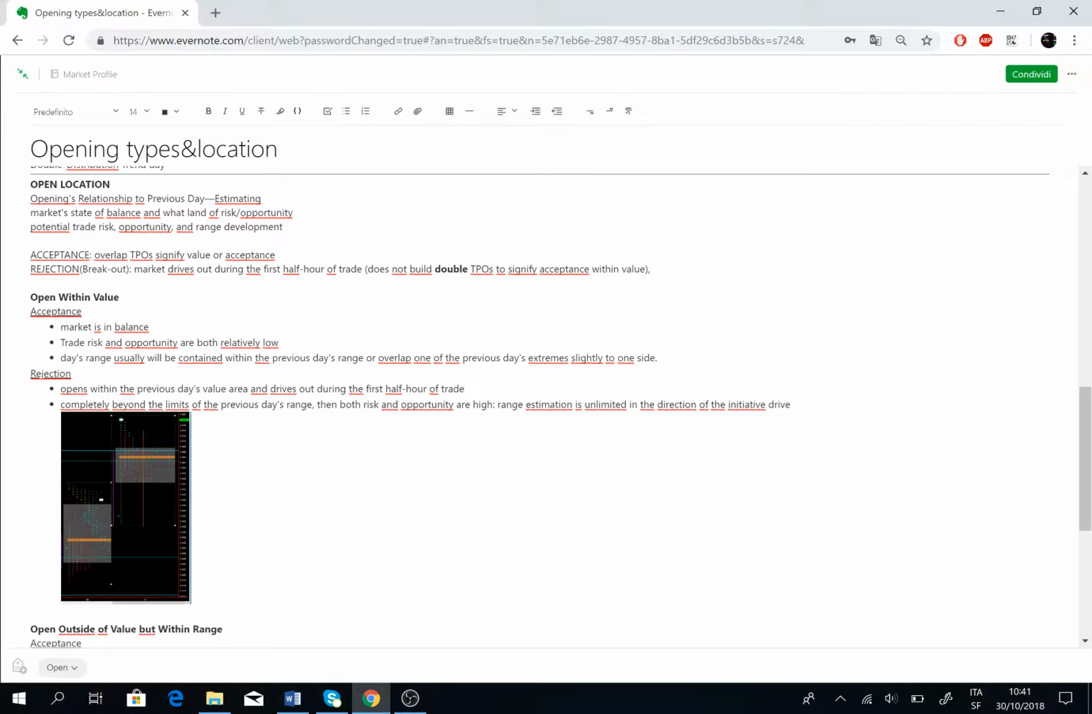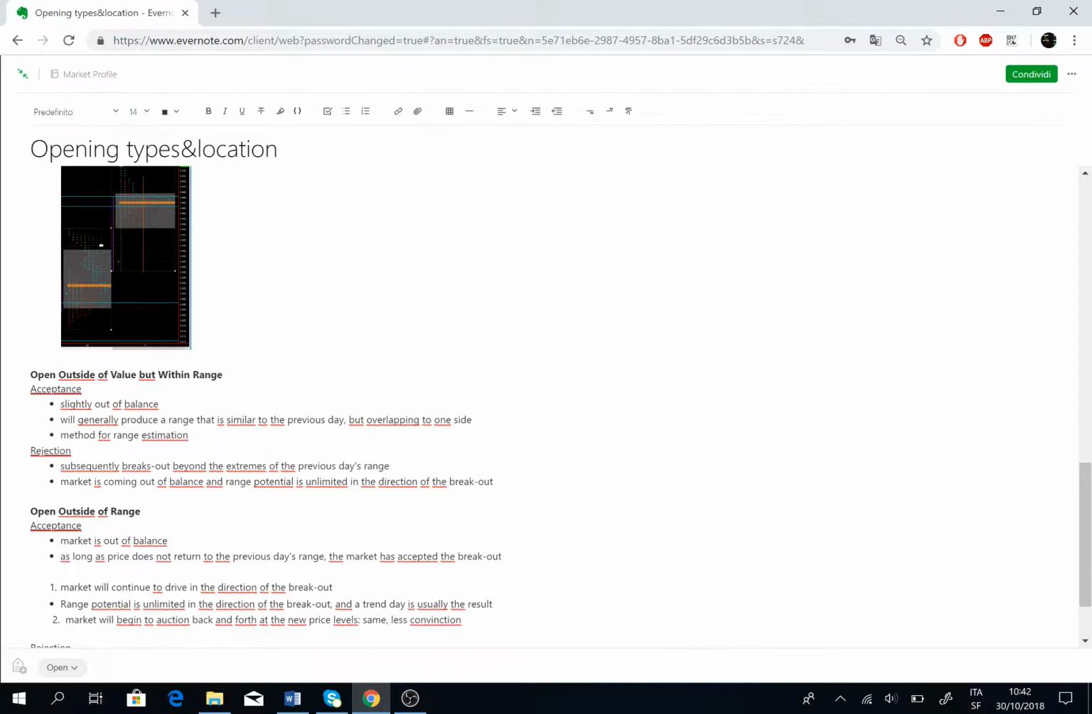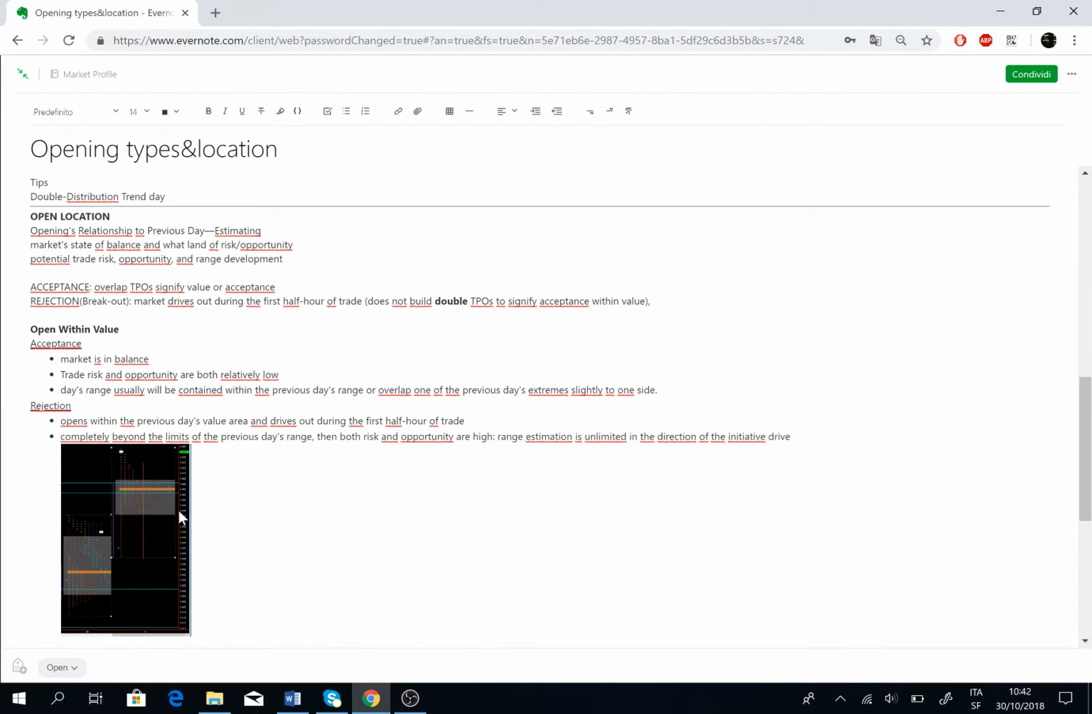So to be short, we can have three types of open: open within the value of the previous day, outside the value of the previous day but within the range, and open outside the range. And in every case we can have two kinds of behavior: acceptance or rejection.